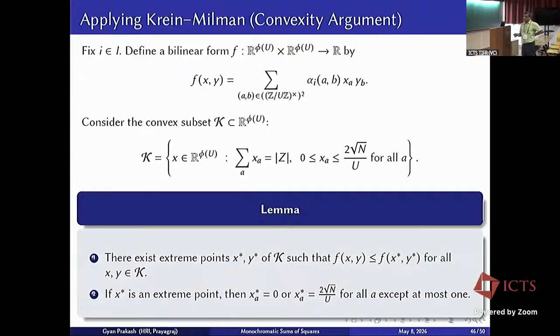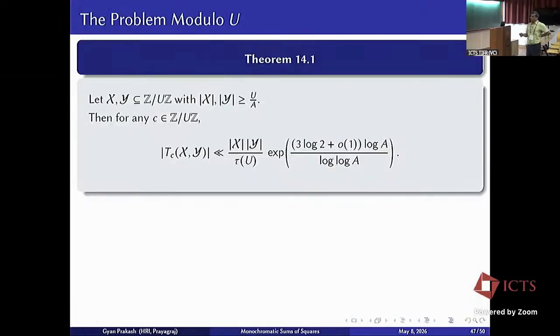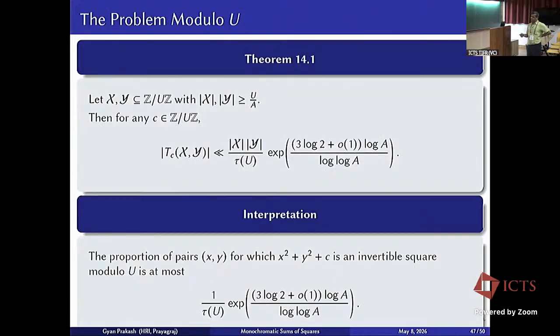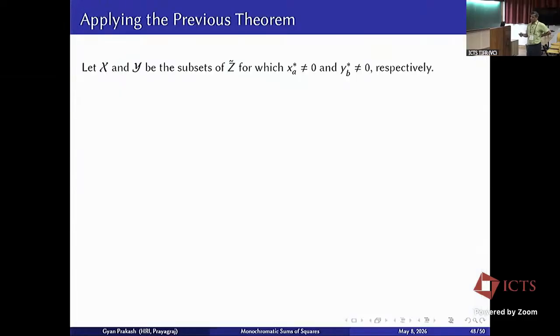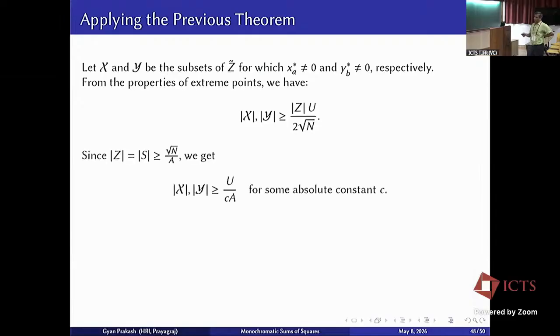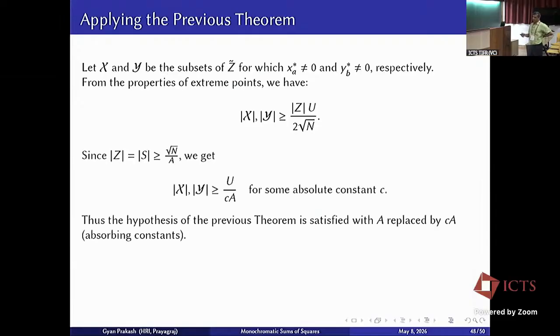Therefore, this follows from the Krein-Milman theorem: f(x,y) is less than or equal to f(x*, y*), where these are extreme points. Then you can obtain these things. Then I have to go to this local problem, which uses Holder's and Hoeffding's inequality, but I don't think that I have time. Okay, I'll stop here.